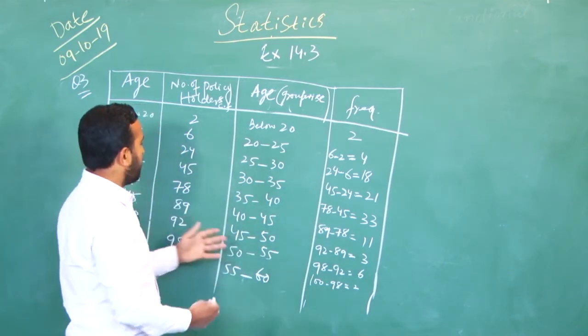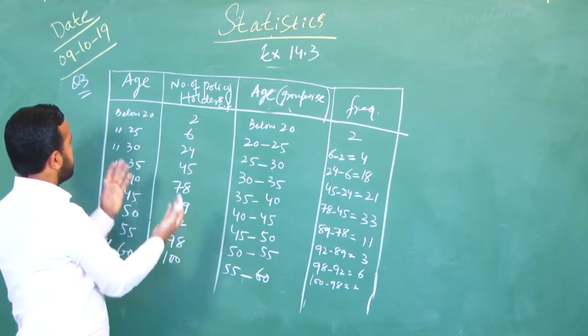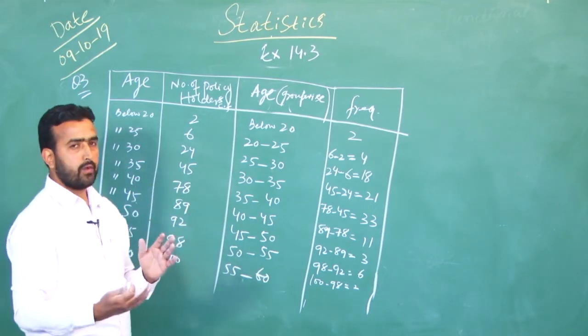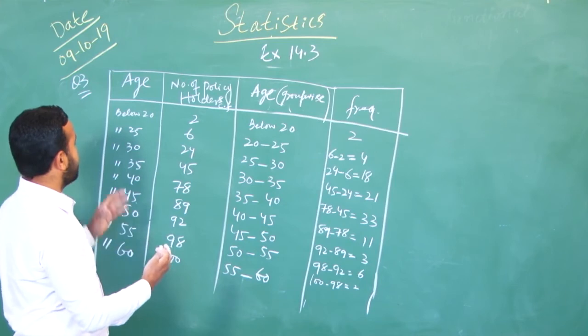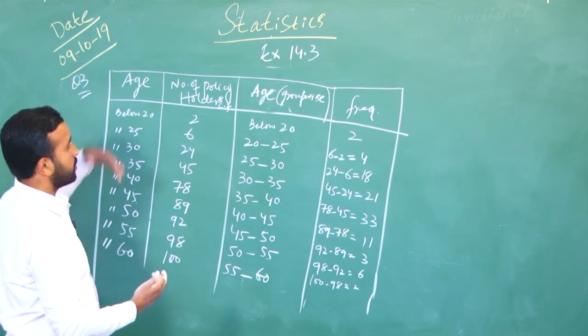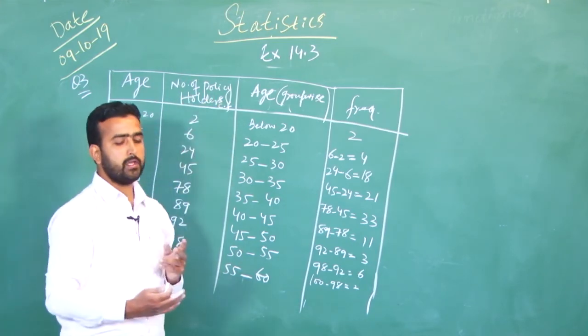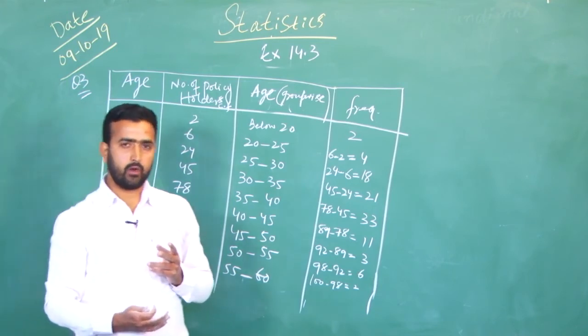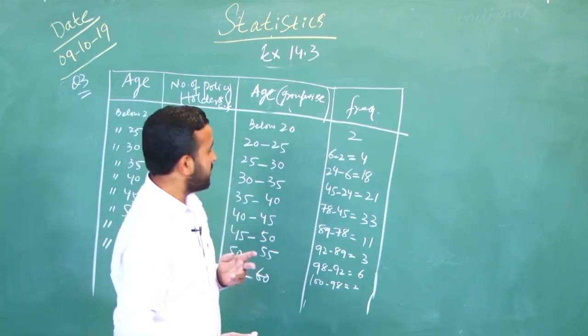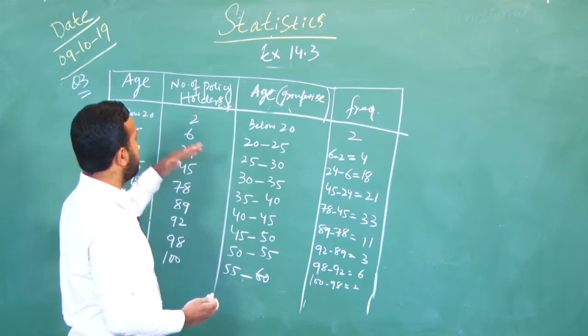And this is the table showing how we can change this less than type of grouped frequency distribution to the grouped one, so that it will be easy for us to calculate the median of the given data. That was all about the median of the data.